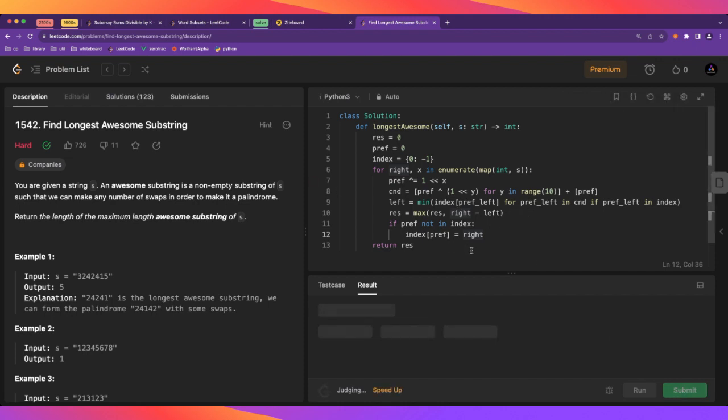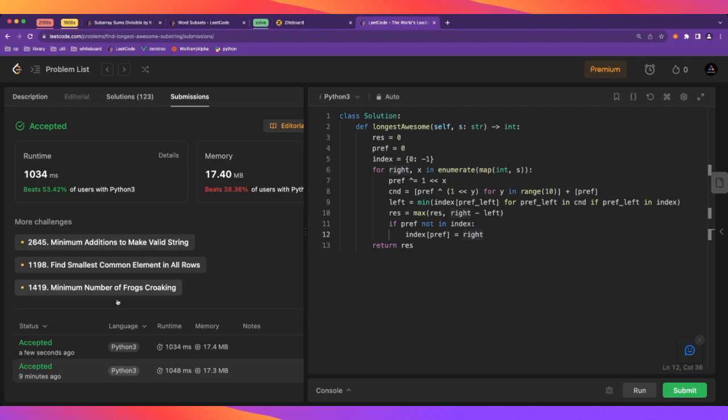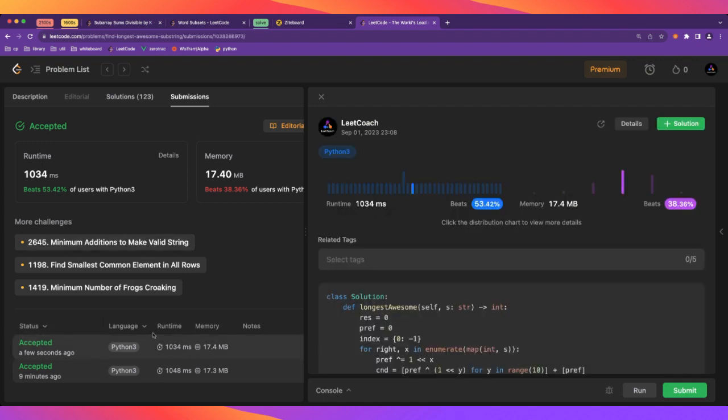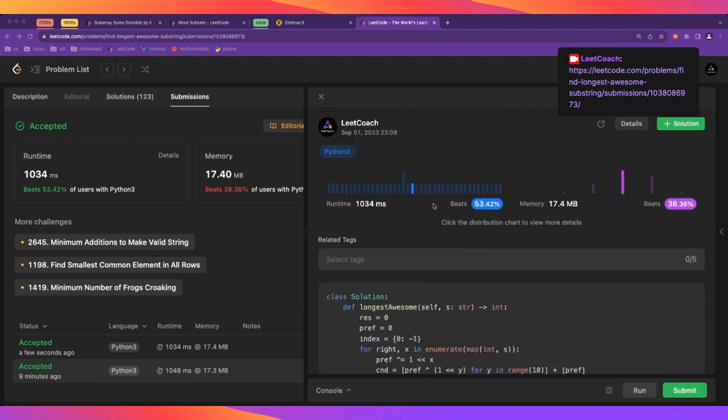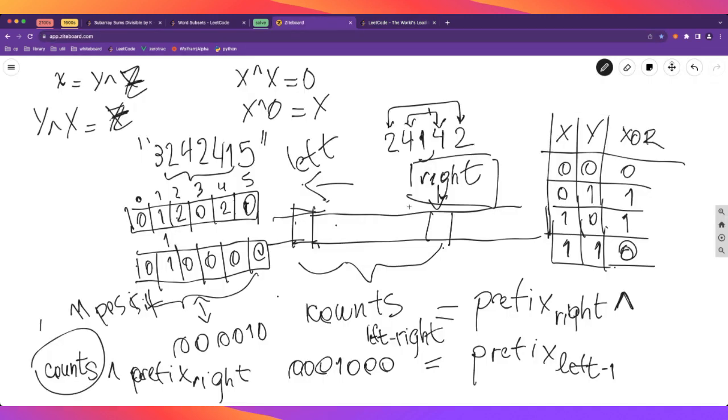So yeah, let me share the code. The speed is okay, like 53%. I'm not going to worry about that. So let me share my solution. And yeah, that's all I have. But if you have more questions, I can keep going. I don't mind. I want to make this clear.